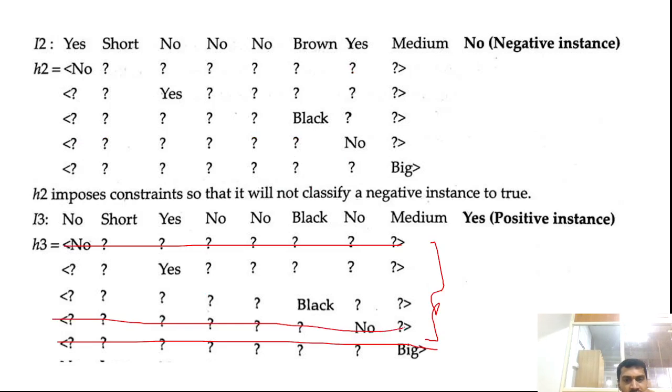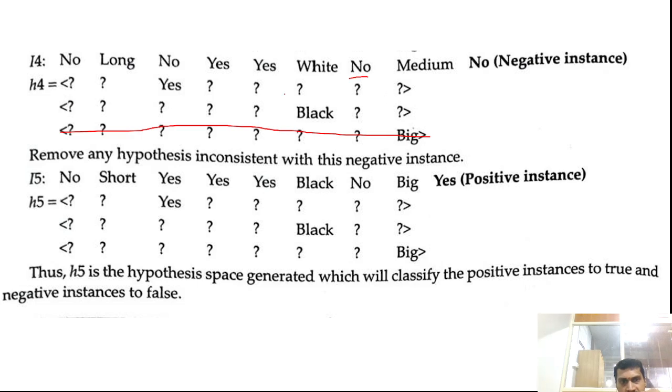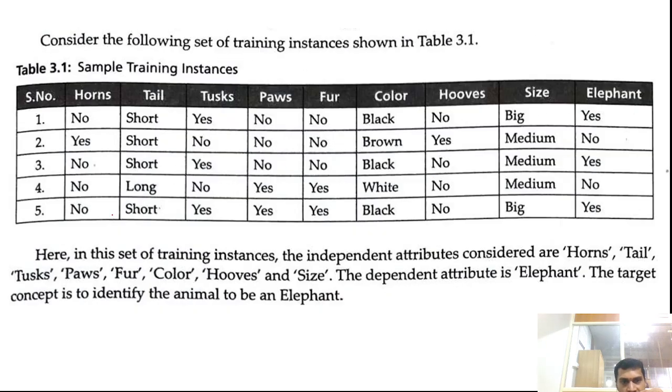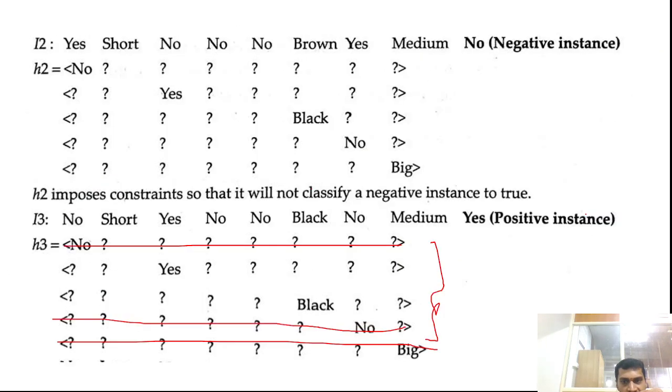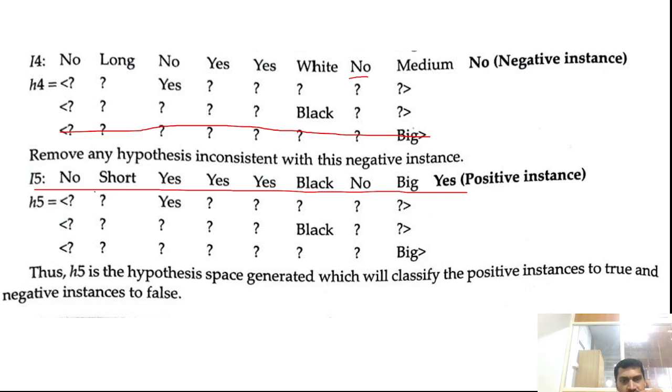So now what remains are 2 positive hypotheses for the given negative instance. So these 2 are now generalized. And again, I am comparing these hypotheses with the next iteration, that is I5, iteration 5, with the positive. The last one is a positive instance, right? It is classified as an elephant, yes. So I am taking no, short yes, yes, black, no, big yes. So it is a positive instance. Now I am comparing.